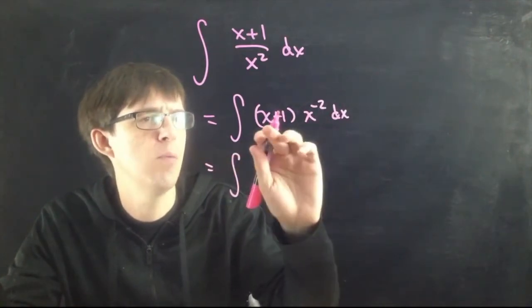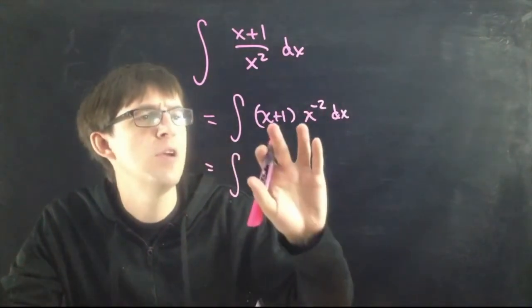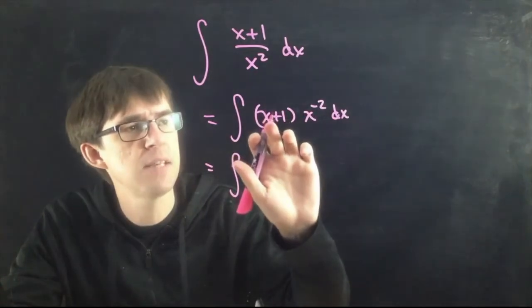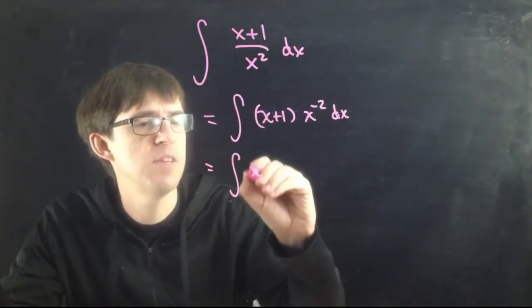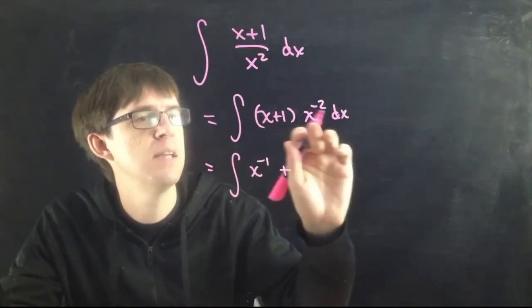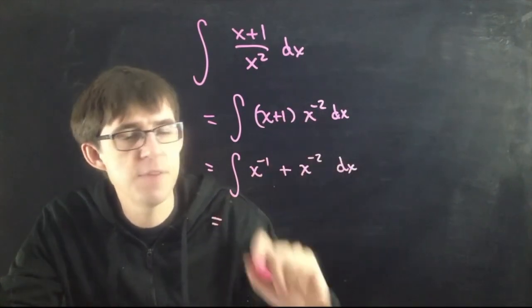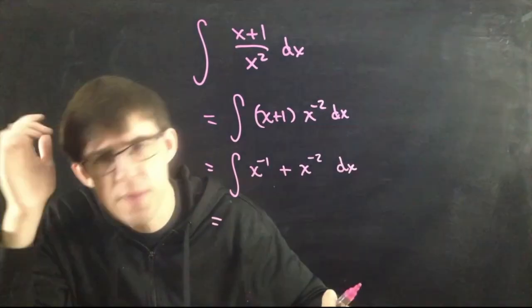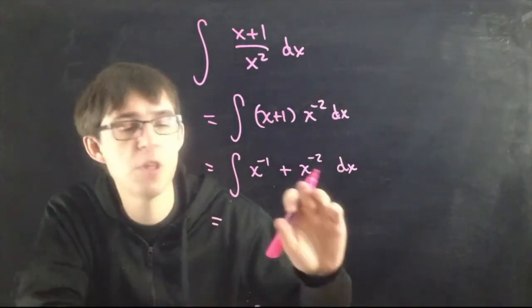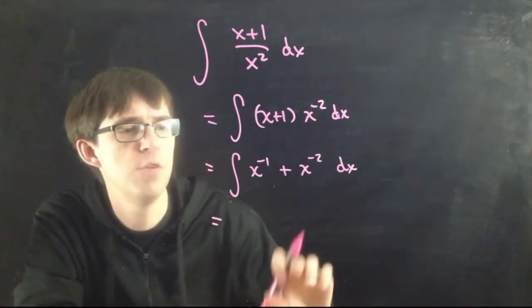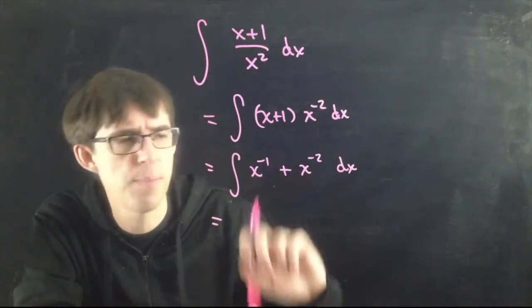What do you do in this case when you're distributing? You should be adding the exponents. So this is x to the 1 times x to the minus 2 gives me x to the minus 1 plus, and then distributing here gives me x to the minus 2. And now I take the integral of each of those. What is the integral of x to the minus 1? Usually you increase the power by 1 and then divide by the new power. But here it becomes 0 and you can't divide by the new power.